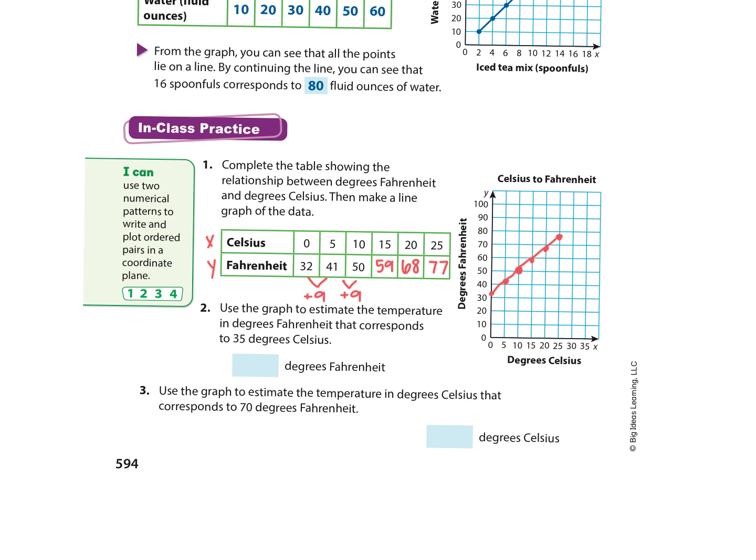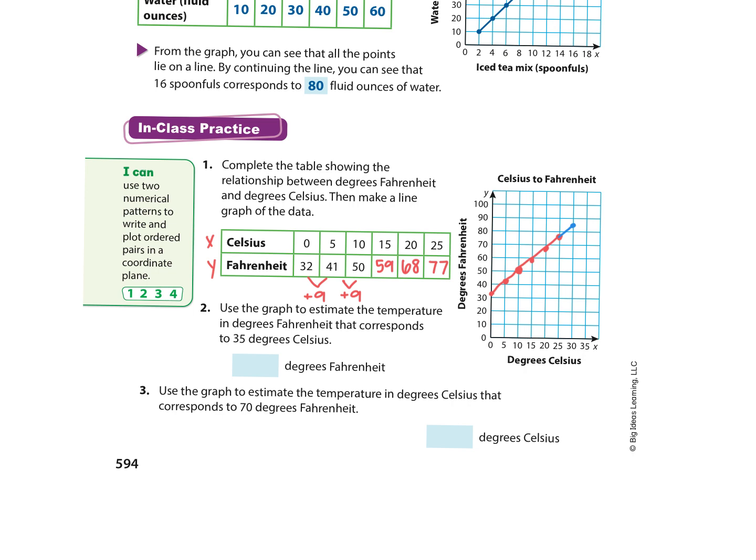And now it says use the graph to estimate the temperature in degrees Fahrenheit that corresponds to 35 degrees Celsius. So if I continue along this pattern, I'm going to see that if I went over to 35 degrees Celsius, and if I want to find the exact, I can do the math. So I'm going to take my last value, 77, and add 9 to that. So 30 degrees Celsius would be about 86, about right here.